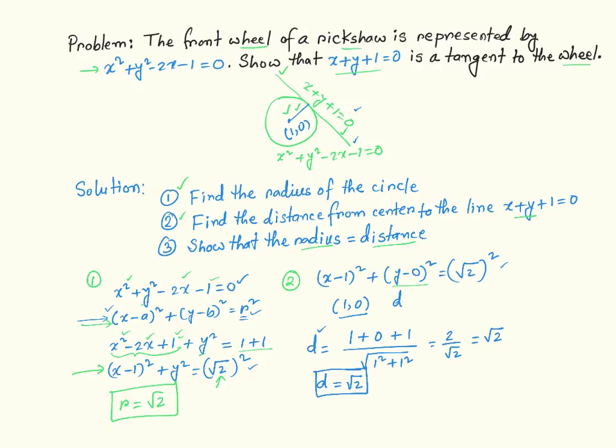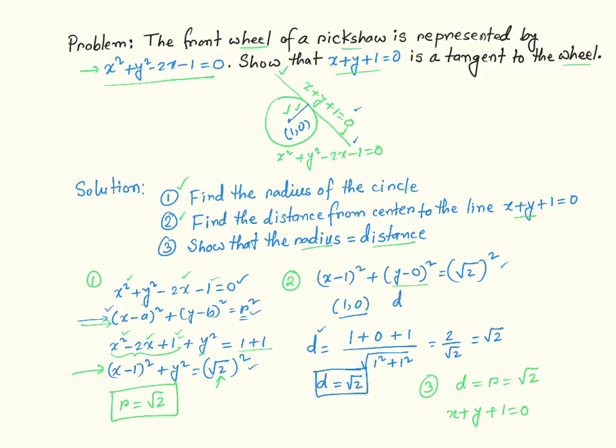That leads us to the third step, which is basically showing that the distance and radius are the same. As you can see, d is equal to r is equal to square root of 2. That means the distance from the center of the circle to the line x plus y plus 1 equal to 0 is square root of 2, and the radius of the circle is square root of 2. Therefore, this line x plus y plus 1 is equal to 0 is a tangent to the circle x square plus y square minus 2x minus 1 is equal to 0.